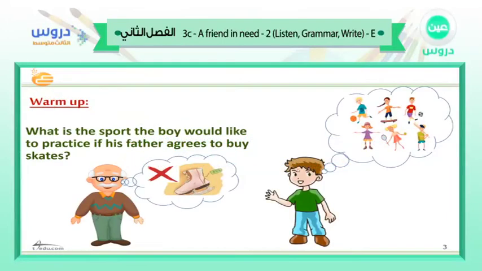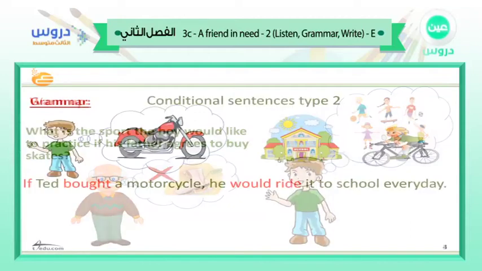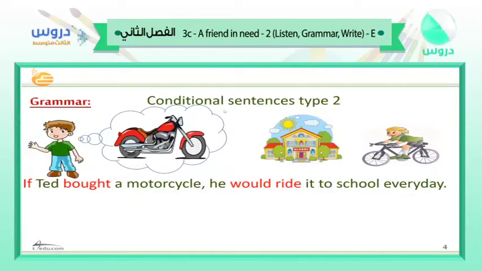Now, as a warm-up, what is the sport the boy would like to practice if his father agrees to buy skates? So the boy wants to buy skates. What do you think he would like to practice? Very good. Roller skating. Yes, he would like to practice roller skating. So if he buys roller skates, he would practice roller skating. If he bought roller skates, he would practice roller skating. Excellent.